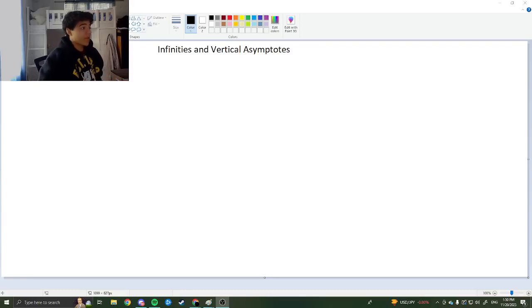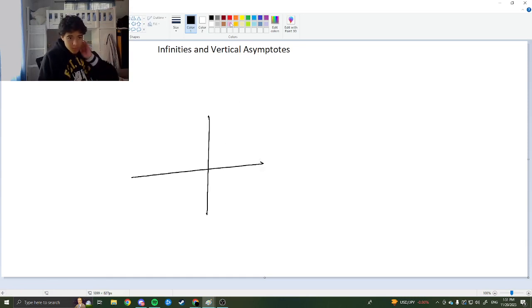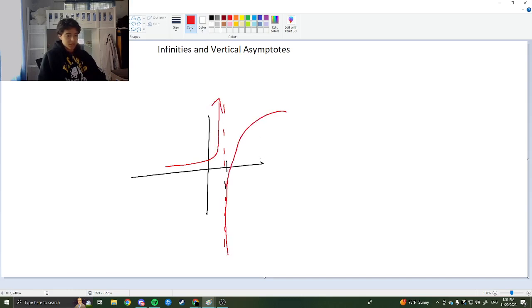Up next, we're looking at infinities and vertical asymptotes and limits of infinities and all that good stuff. So, real quick, if you have a graph on an x and y plane and you have a function, and let's say at x equals 1, there's an asymptote here. So, your function is never going to cross this, right? But let's say on one side it's curving up like this, on one side it's curving down like this.